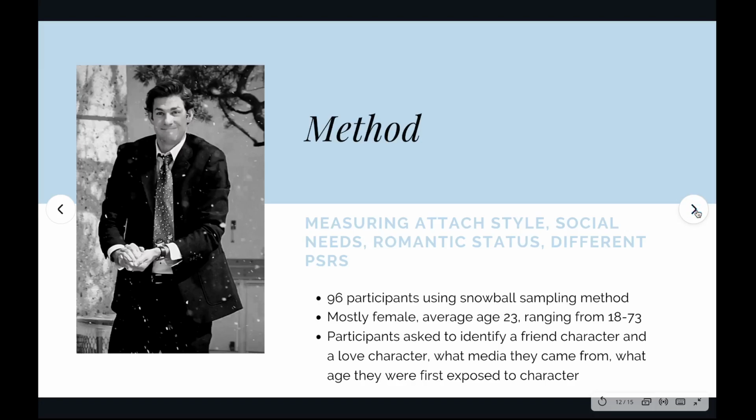For study 2, I measured need to belong, need for social support, and perceived social support, attachment style, romantic status, and parasocial friendship and romance. I had 96 participants recruited using the snowball sampling method again. Most of my participants were female, and the average age was 23, with a range from 18 to 73. Participants identified a character they felt a friendly affinity for, and a character they felt romantic feelings for. They listed the characters' media and the age they were first exposed to them.